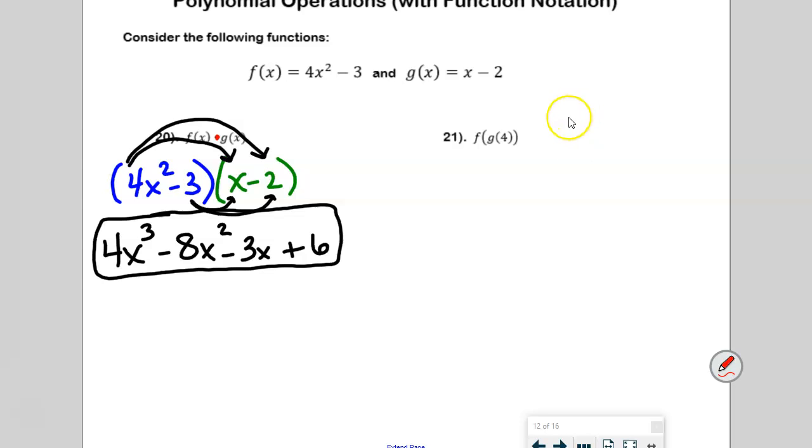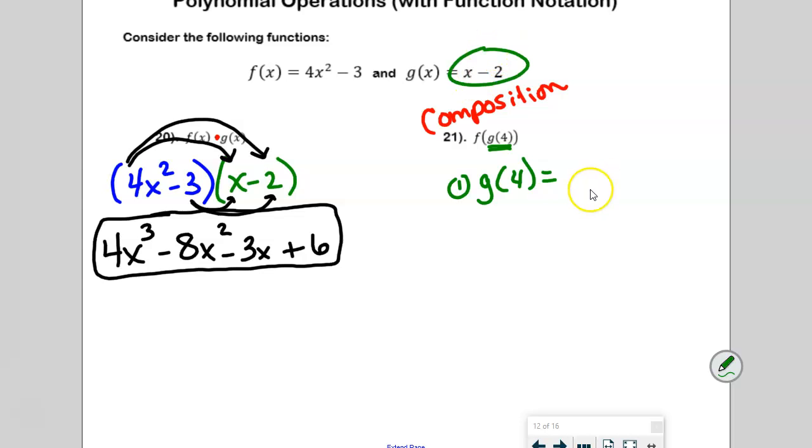All right, and finally we have what's called composition. This is a composition question. And once you know the trick to these, they're not too bad. And the trick is you got to start on the inside. So the first thing you're going to find for me is g of 4. So you go up to function g, and you plug in a 4. So 4 minus 2, which is 2.